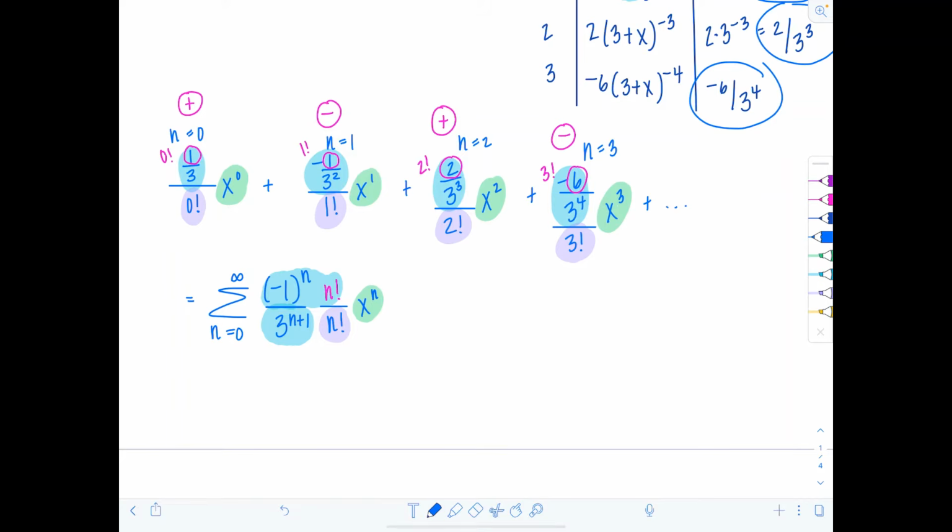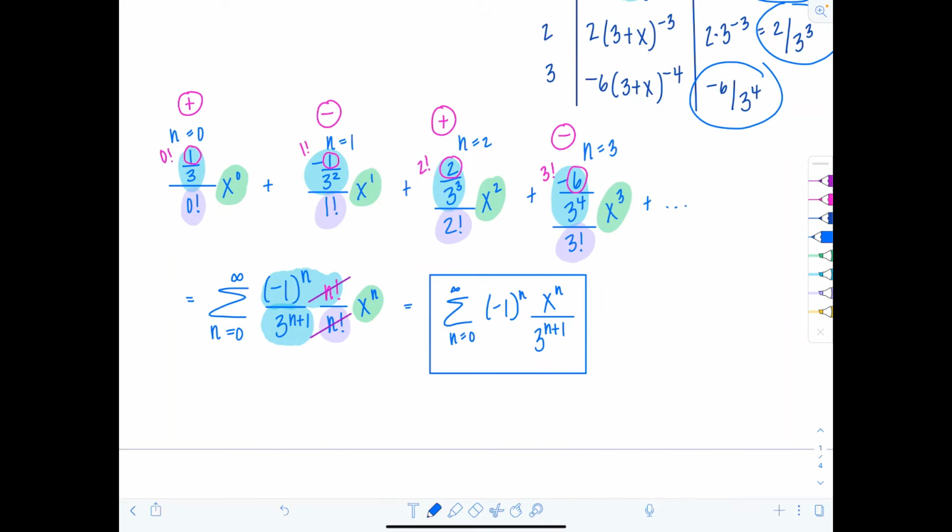And the more you practice these, the patterns will pop out at you more quickly. You'll notice things with the factorials. You'll be able to clean up really quickly. So what do I want to do from here? I'm just going to cancel out these n factorials, right? And then rewrite everything all nice and neat. So we have the sum, n equals 0 to infinity, negative 1 to the n, and then we have x to the n over 3 to the n plus 1. All right, how do we like that one?